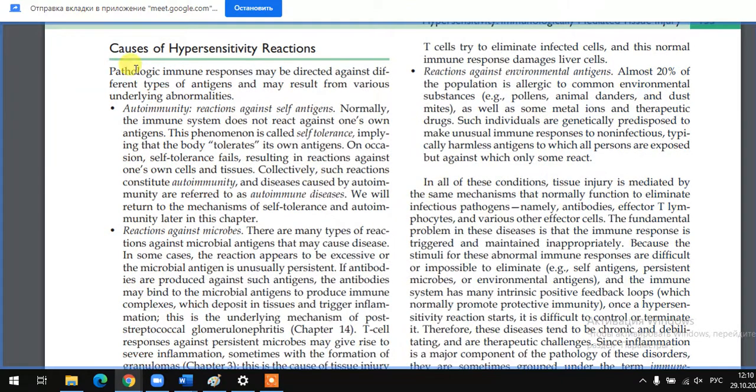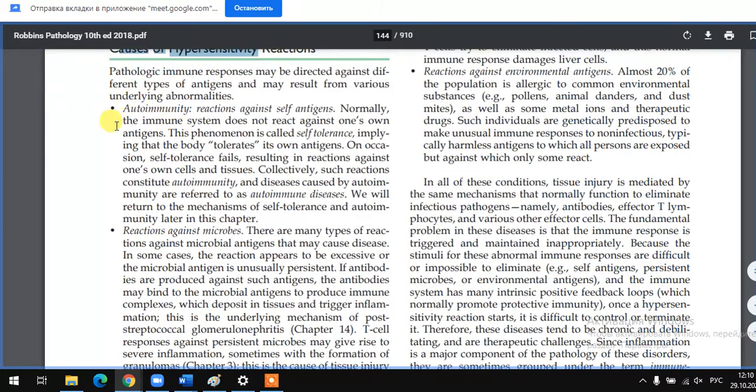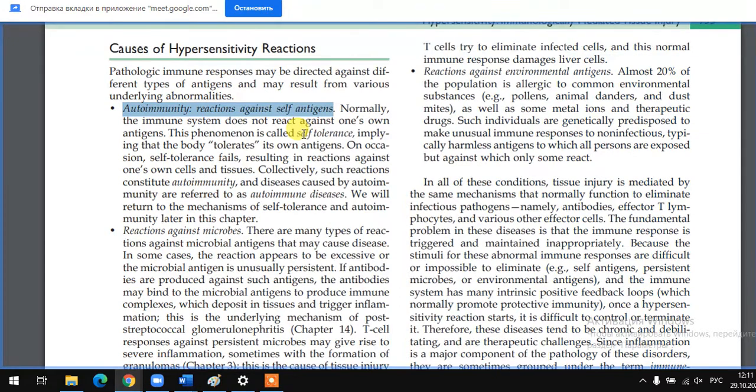Okay, let's talk about causes of hypersensitivity reaction. First of all, it's autoimmunity, reactions against self antigens. For example, you remember we have HLA, human leukocyte antigen, which produces self-tolerance. And when the self-tolerance process is injured somehow, we'll discuss it a little later.